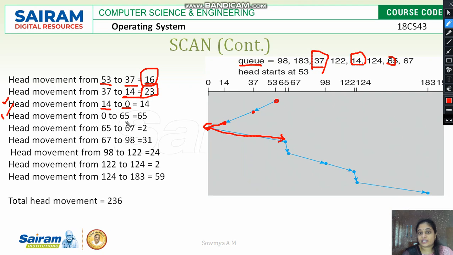Once it reaches 65, the next value scheduled is 67, and then 98, 122, 124 and 183. According to the queue, 183 is the end, so you would have scheduled all the values. By reaching 183, you can stop scheduling there. The total head movement can be calculated by adding all the head movement distances.